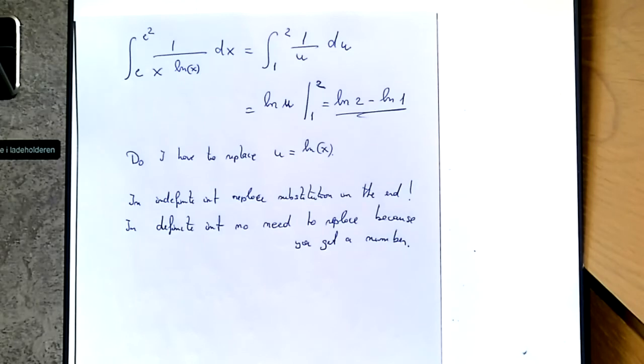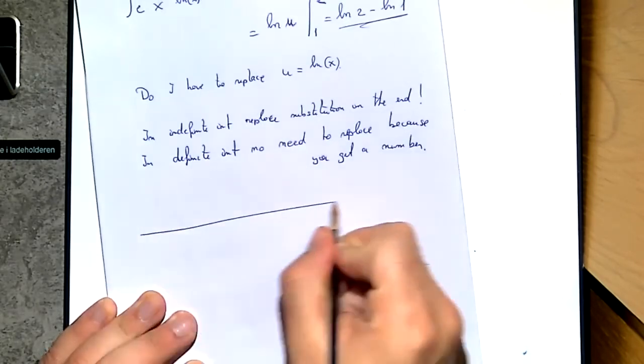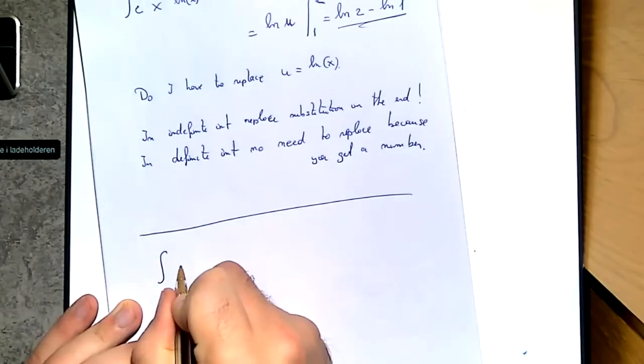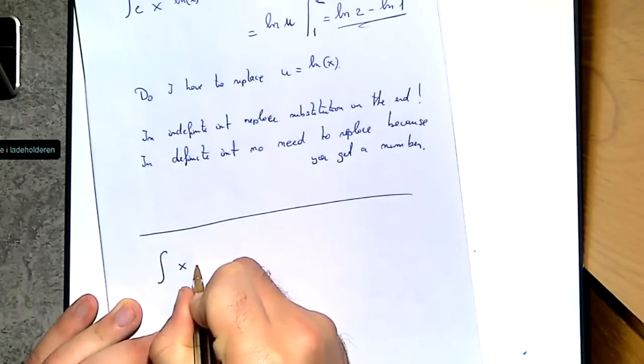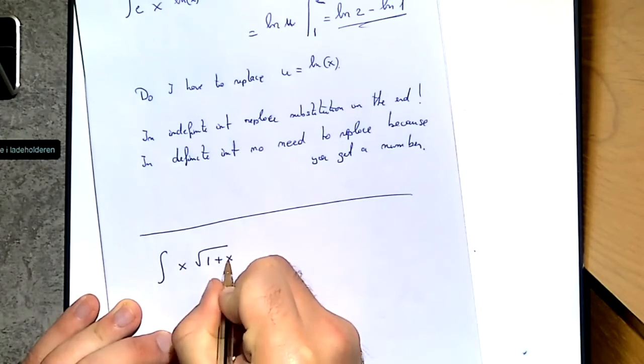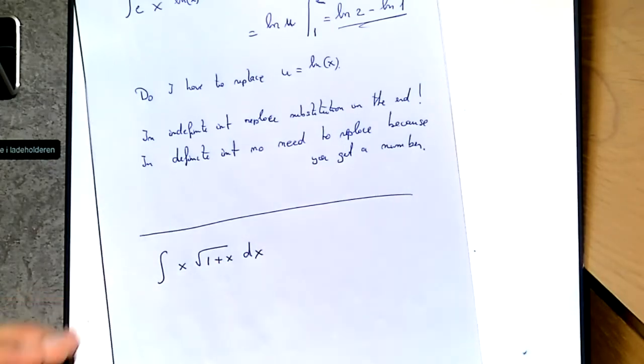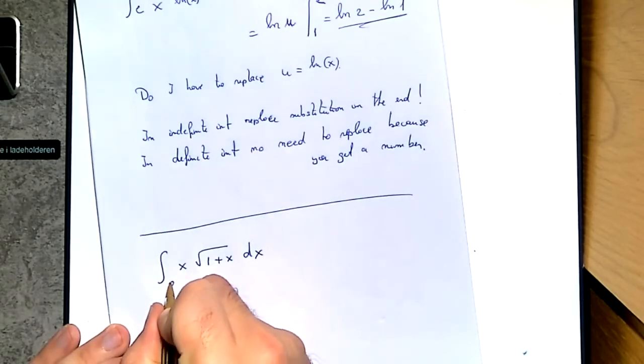So this is actually one from your book, but we solved it in another form. It's the integral of x squared times the square root of 1 plus x dx. You probably remember this one. Let's do it from 0 to 1.